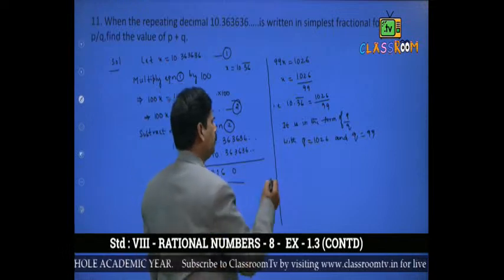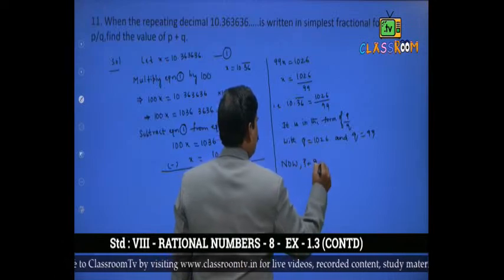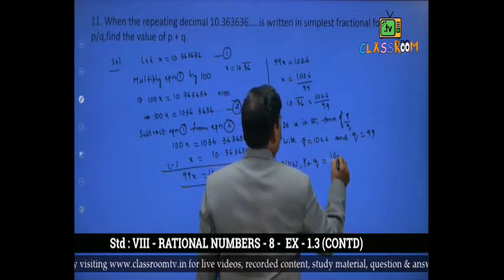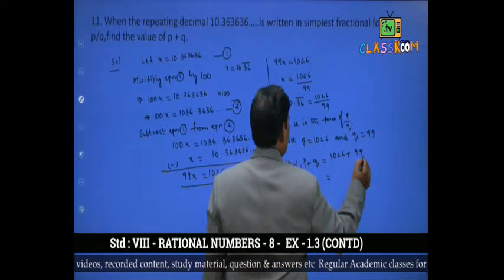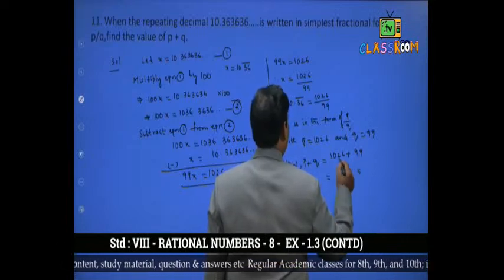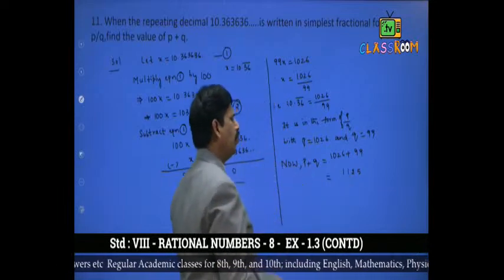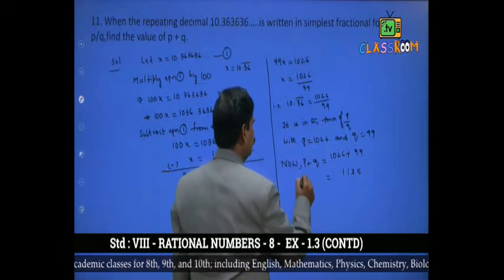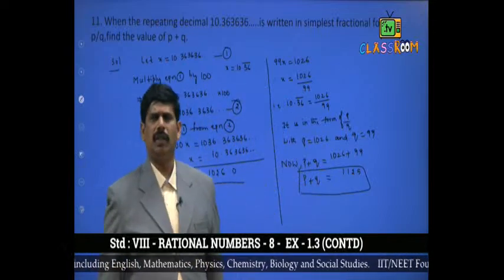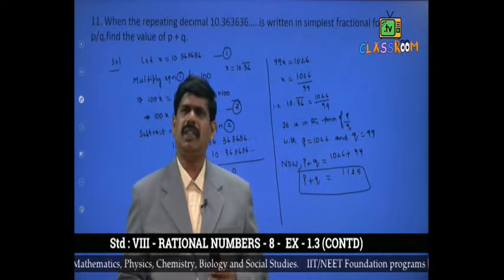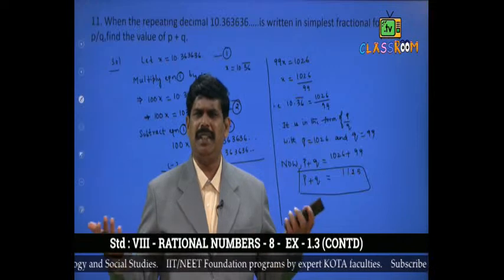Now P plus Q. P plus Q is equal to 1026 plus 99. You add both of them. 6 plus 9 is 15, 1 carried here, 10, 10 plus 2, 12, 1 carried here, 0 plus 1 and 1. So it is 1125 is the answer for P plus Q. So like that you can ask P minus Q also. P square minus Q square, P cube minus Q cube, like that anything can be asked.